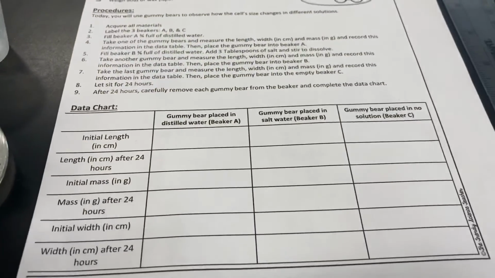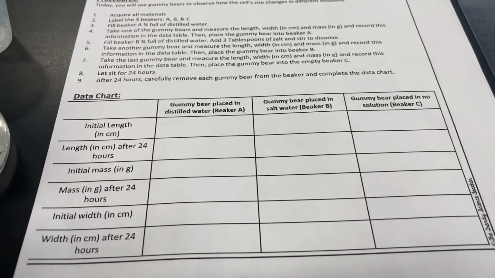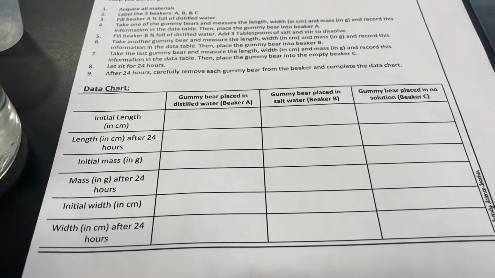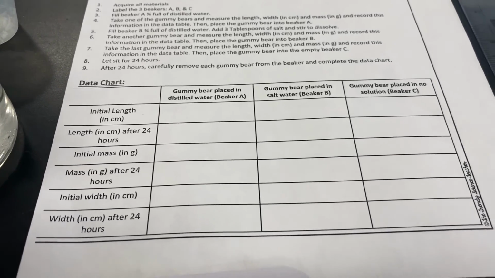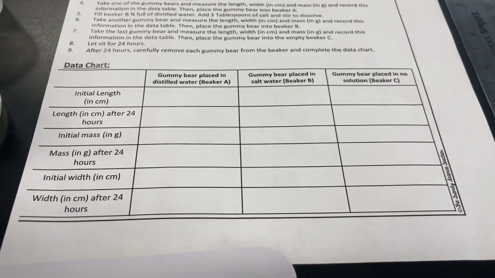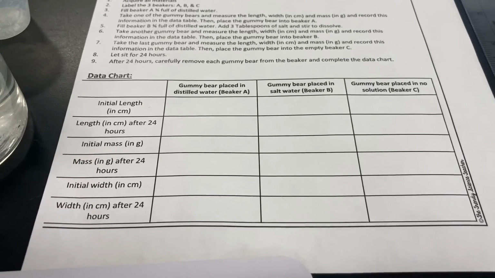Okay, so at this point, you should have the initial length for each gummy bear filled out, the initial mass, and the initial width in centimeters. You should have that filled out on your data chart, and then tomorrow we'll measure them again and see what happens.